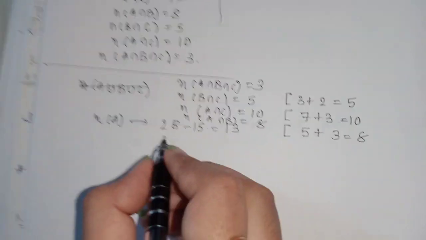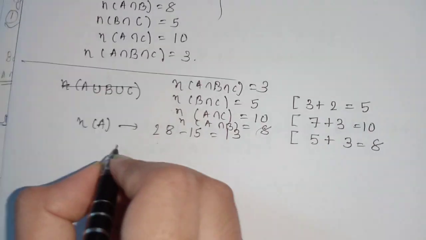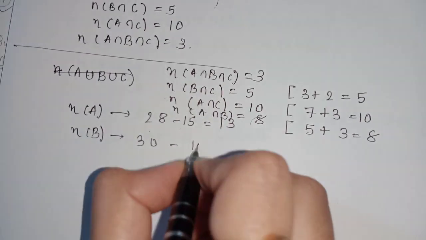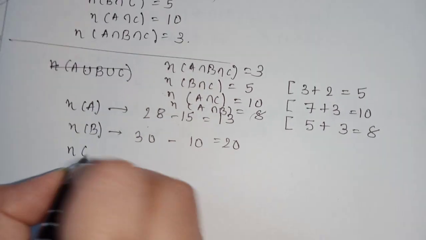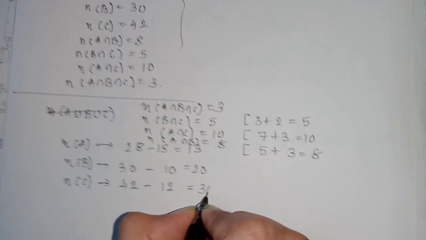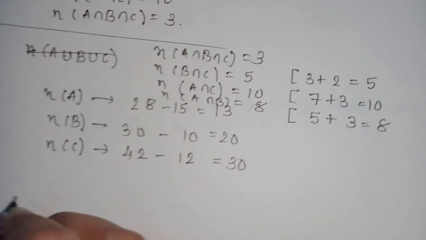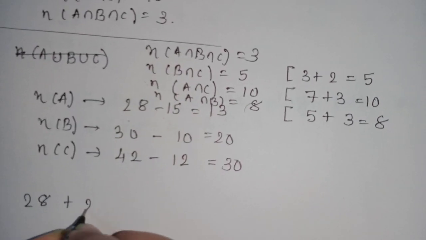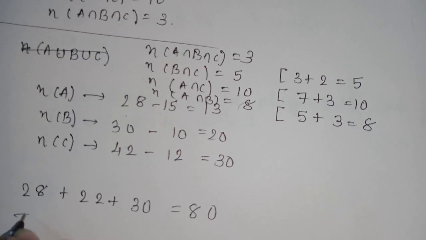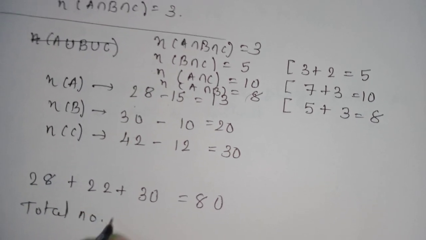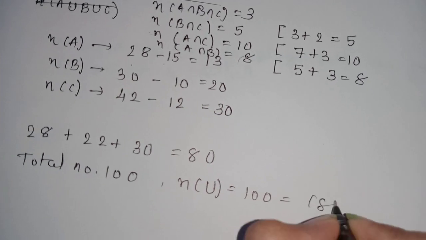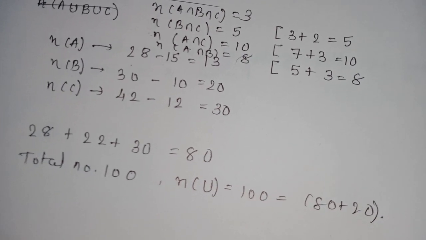So number of A is equal to 28 minus 15, you will get 13. Number of B, 30 minus 10 is equal to 20. Number of C, that is 42 minus 12, you will get 30. So 28 plus 22 plus 30 is equal to 80. That is, total number is 100. So number of U is equal to 100, which is nothing but 80 plus 20.